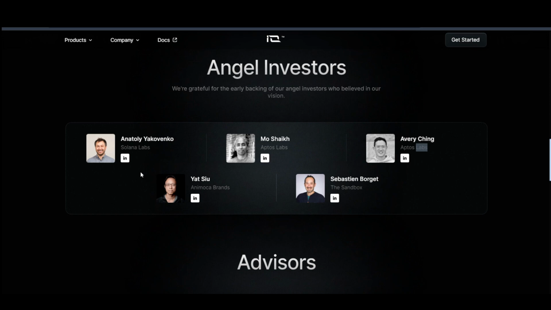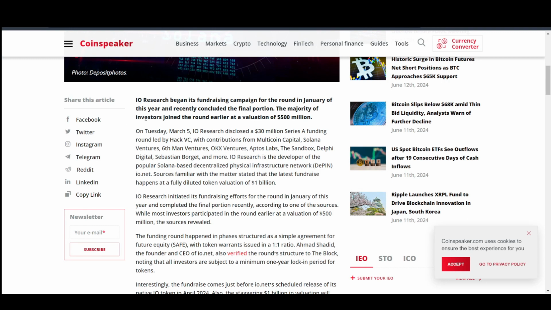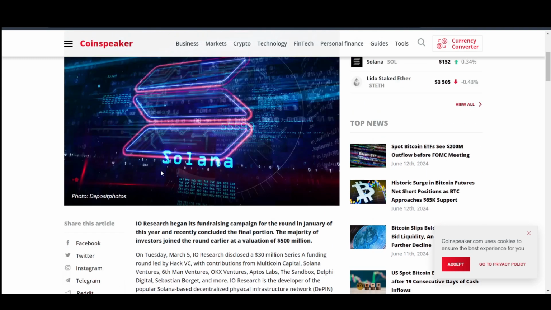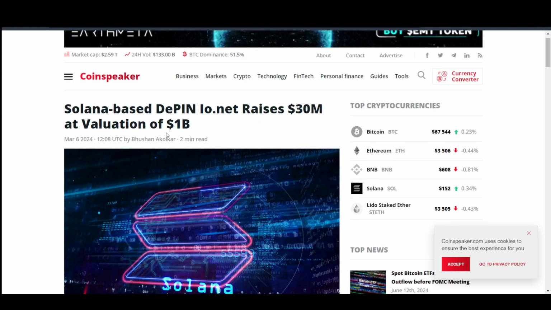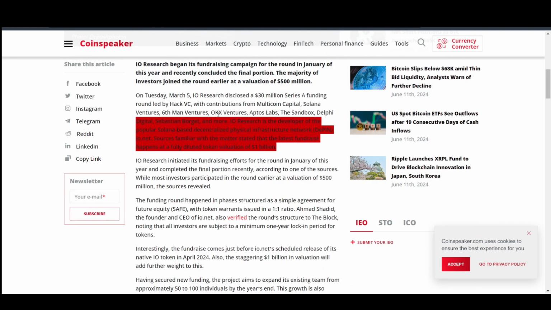So they do have pretty good investors, and I think that's big for them. They did actually raise around, I think, 30 million, which is a lot at the valuation of 1 billion. So that's pretty good, I think. These are the investors which we just discussed.